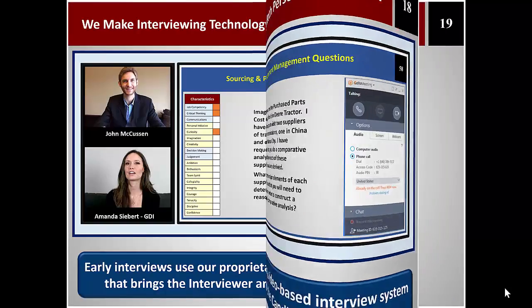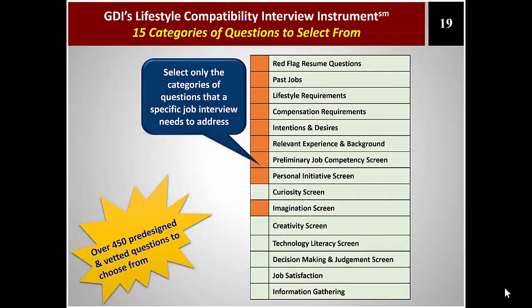In the lifestyle compatibility interview, there's really 15 categories of questions that we can select from. We have predefined over 450 questions. We don't ask that many. In this interview, there's probably 40 or 50 questions asked, maybe not even that. But those questions fall into these 15 categories. The first one is red flag resume questions.